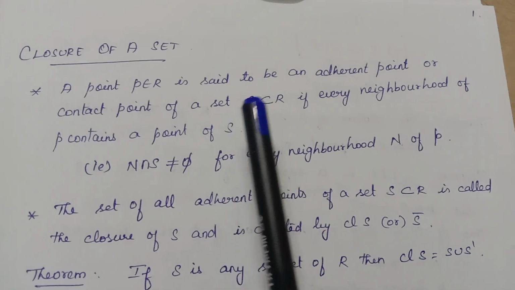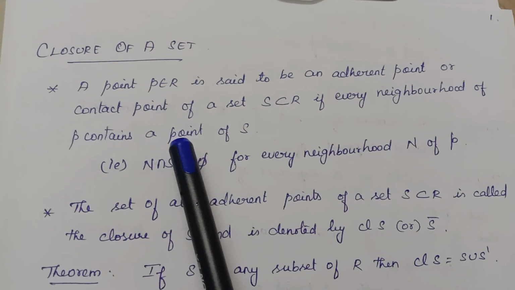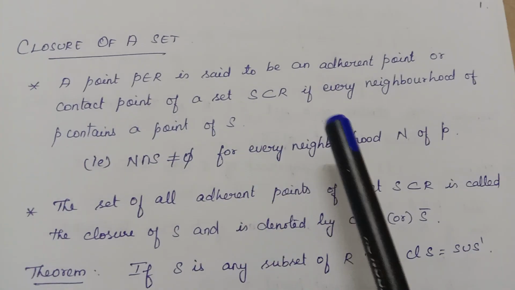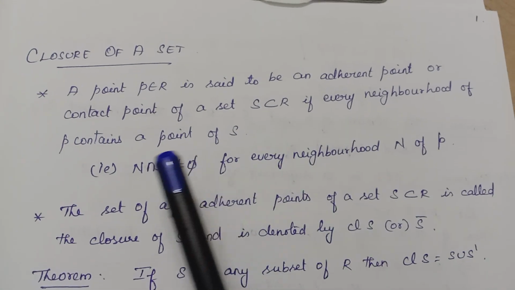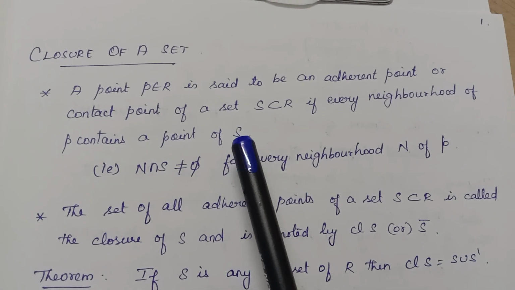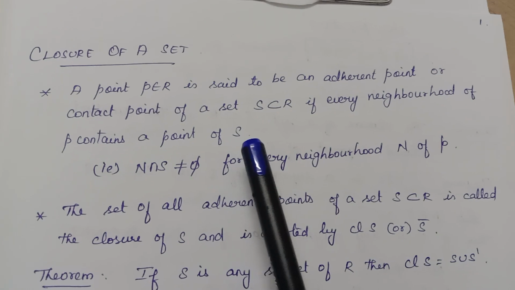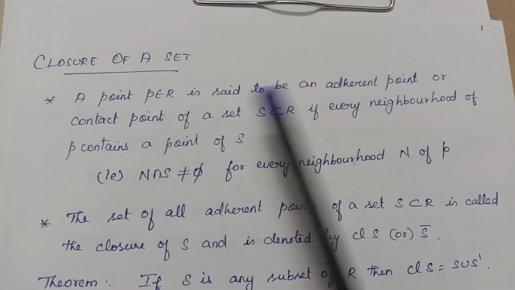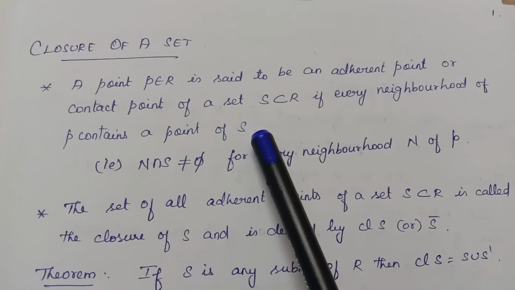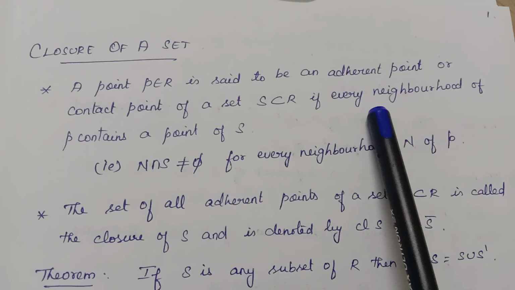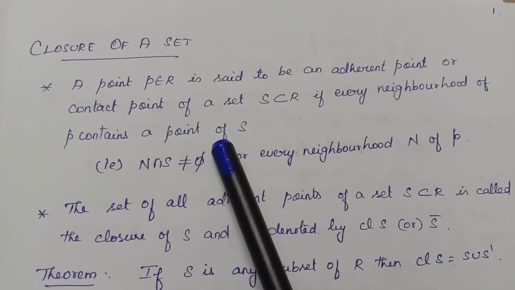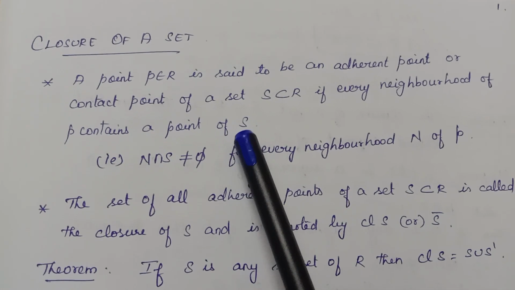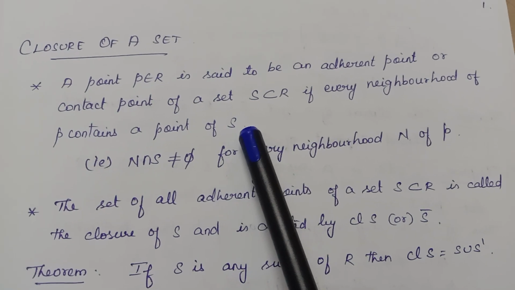Okay, this is called what? Adherent point. See, already we have seen what we mean by limit point. If a point P is said to be a limit point, then every neighborhood of the point must contain a point of S other than P. But for an adherent point, the condition is a little bit relaxed. Every neighborhood must contain at least a point of S. It may be P also or different from P also. So this is somehow a relaxed condition from limit point.